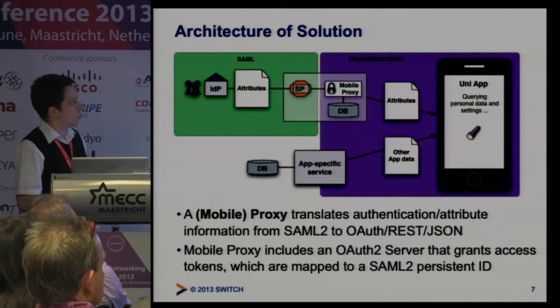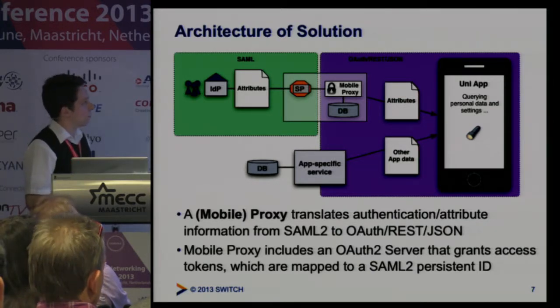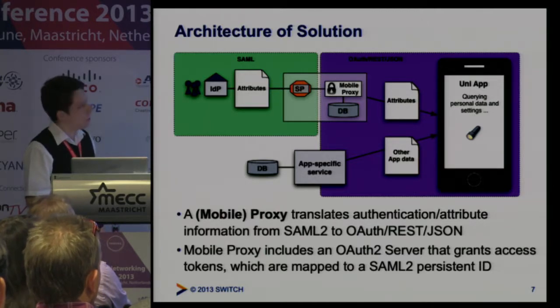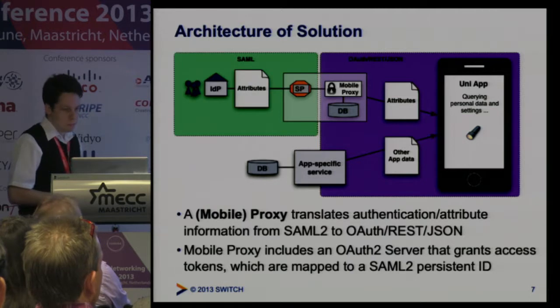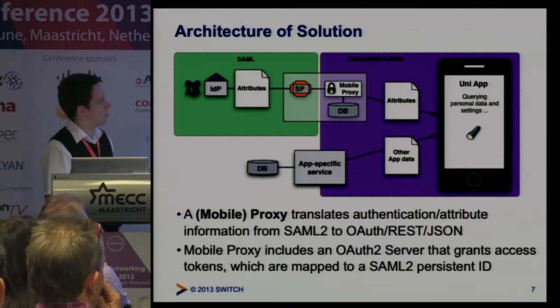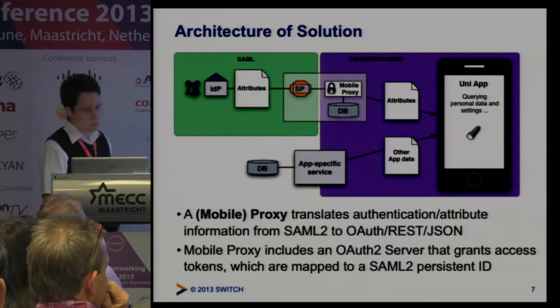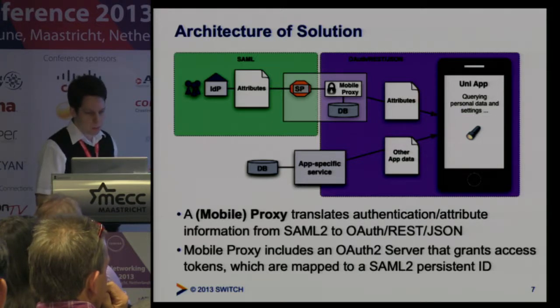This app also, of course, can query other app-specific service data. On the left-hand side, the green part is SAML. On the right-hand side, it's basically OAuth, REST, and JSON. So that's used for the communication between the app and the mobile proxy.